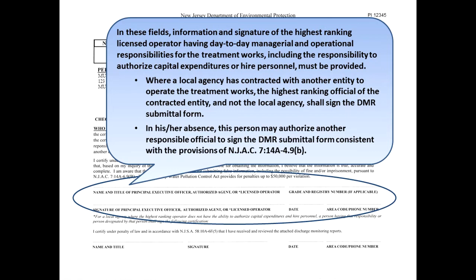The official required to certify the DMR form may authorize another responsible official, consistent with the provisions of N.J.A.C. 7:14A-4.9(b), to certify the DMR on their behalf. In other words, the official required to certify the DMR can submit a one-time written correspondence to the department providing authorization that another named person may certify the DMRs on their behalf.